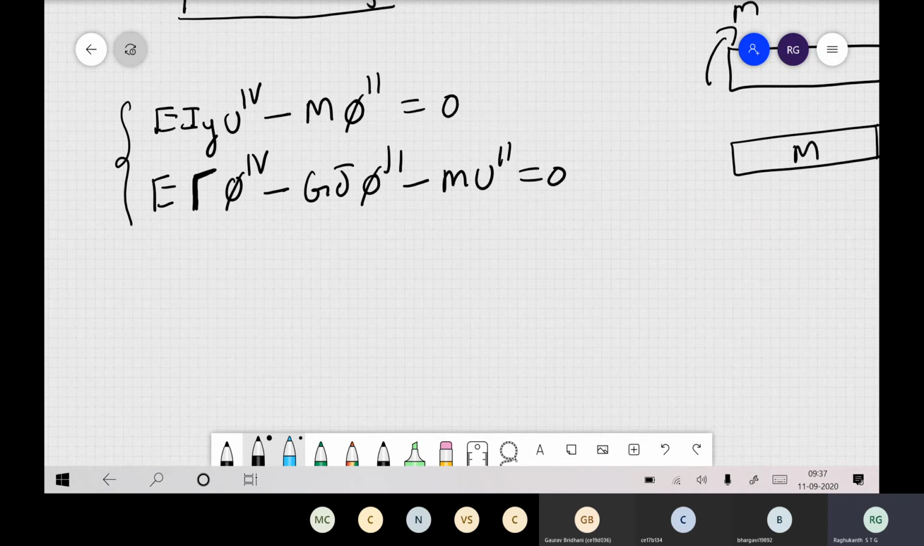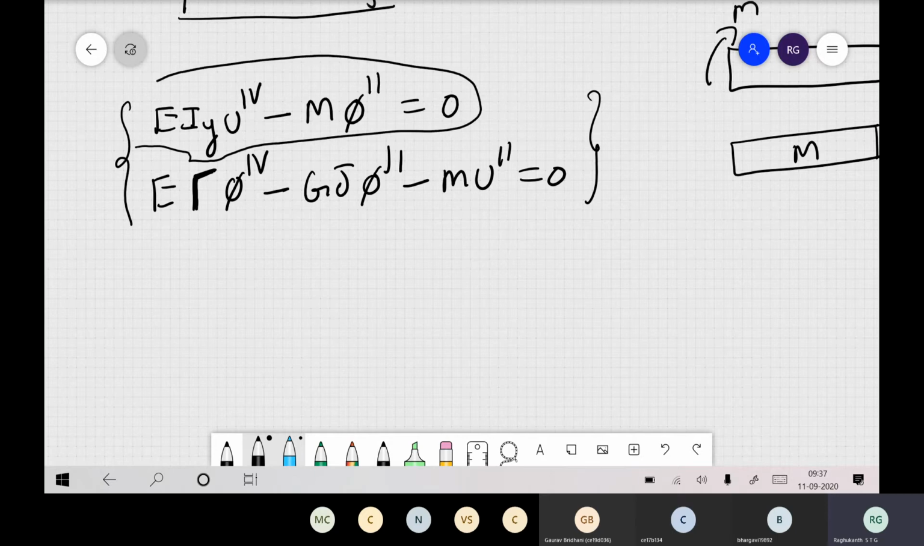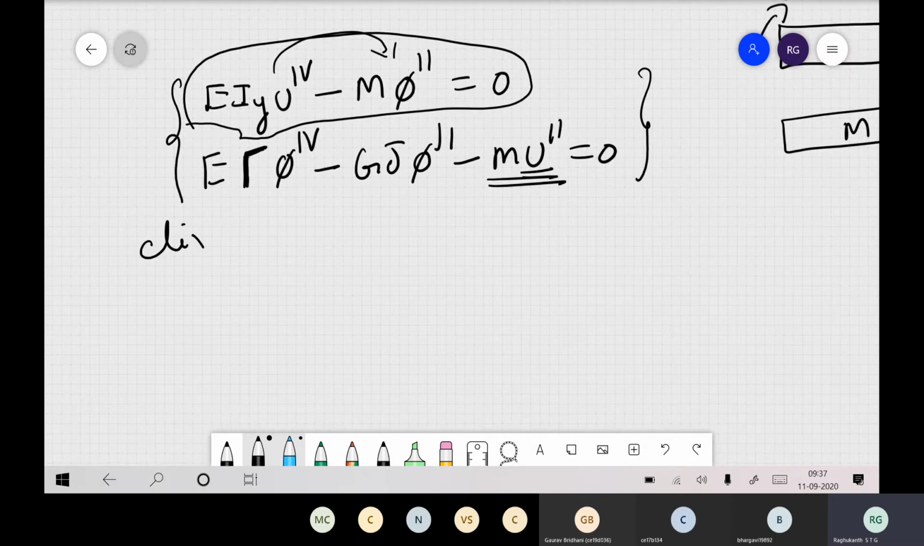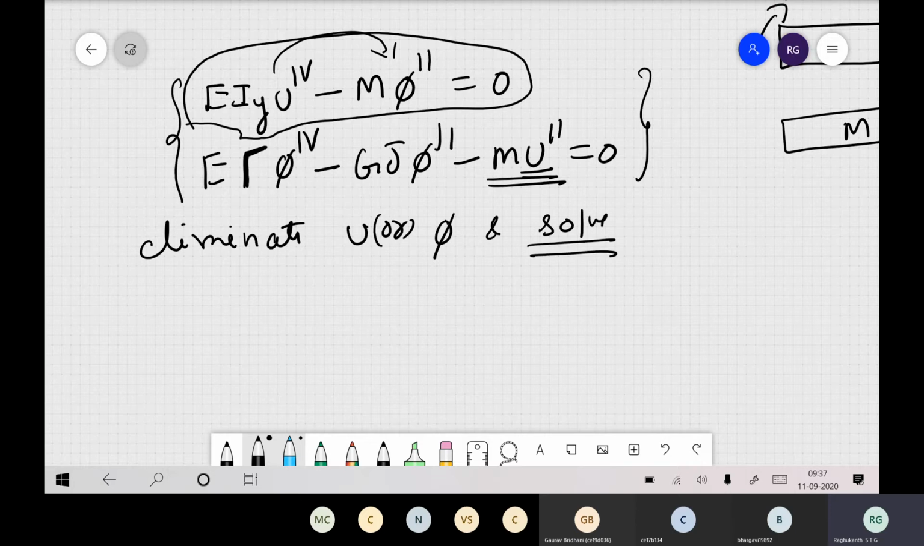How do you solve for closed form solutions? The first equation relates u with phi itself. So you can write phi double dash as EIy by M into u fourth order, and you can bring in u double dash. You can integrate this equation two times, so you will have u double dash, which you can substitute in terms of phi double dash. So you can eliminate one of them, u or phi, whichever you like, and then solve. You can get a closed form solution also. No need to do anything more.